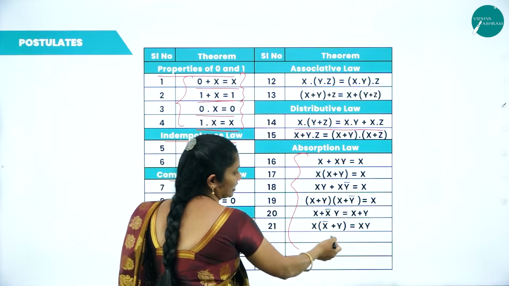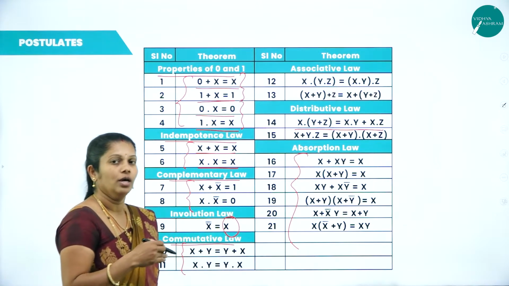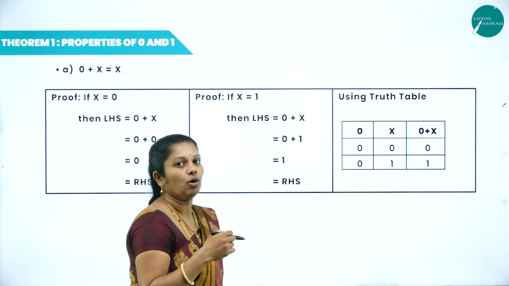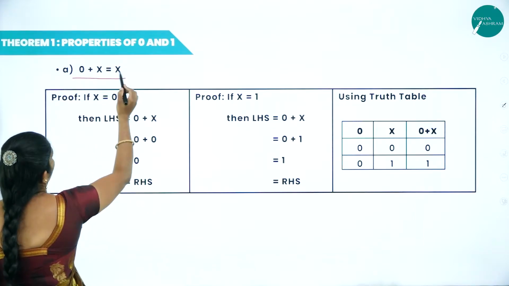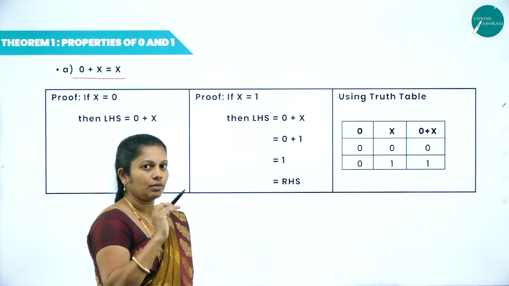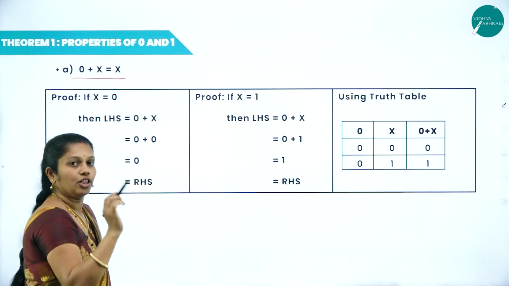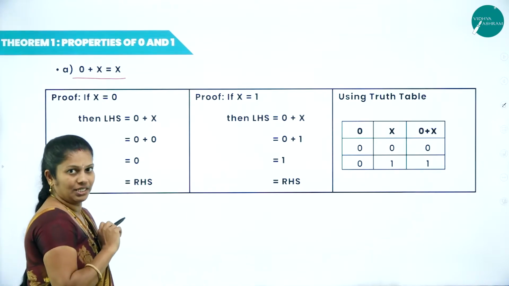Then x into x bar plus y is same as xy. These are the few absorption laws. Now, one by one, we'll prove all the postulates. First we'll prove the first one, that is the properties of 0 as well as the properties of 1. Under that, we are explaining the properties, especially the properties of plus, that is addition here.